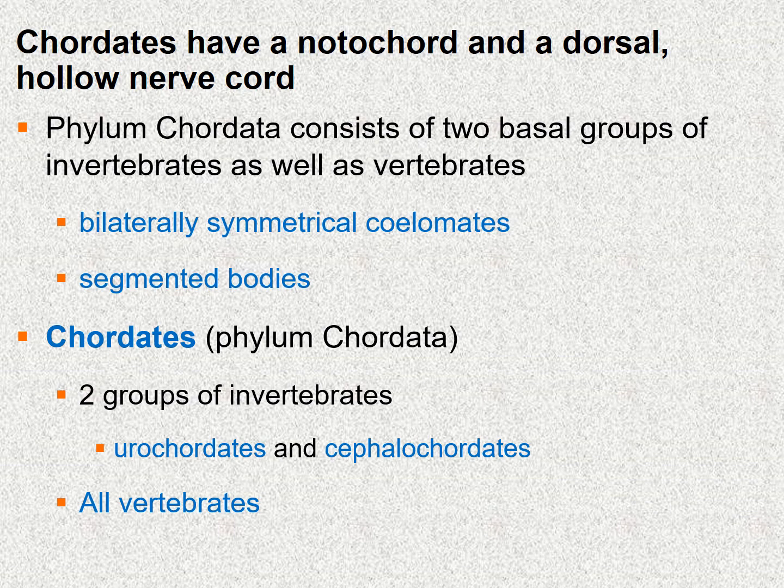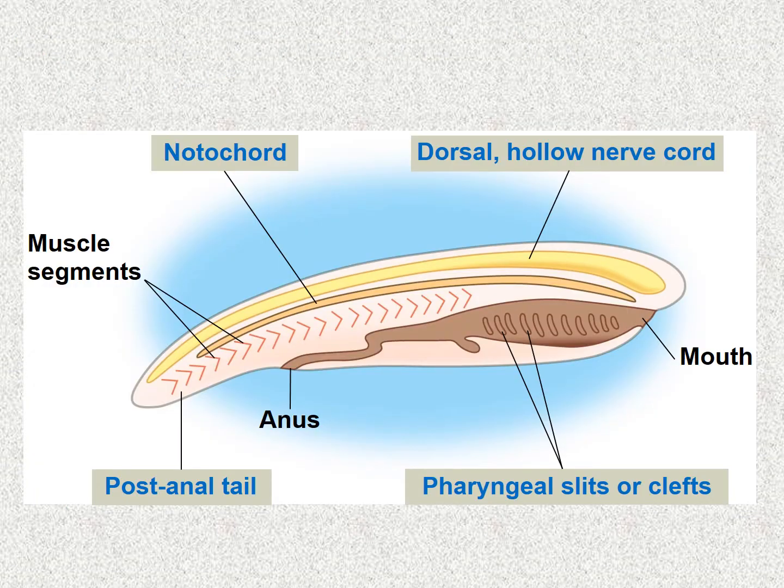Now, the four characteristics of all chordates are the following. There is the notochord, as previously mentioned, the dorsal hollow nerve cord, the post-anal tail, and the presence of pharyngeal slits or clefts. Some of these species have these traits only during embryonic development. Some of them retain the traits throughout their development until they're adults. But all chordates share these traits at some point during their development.